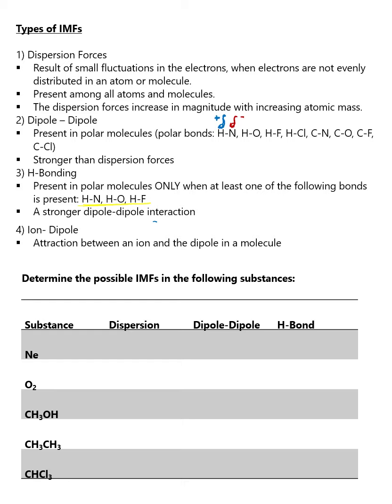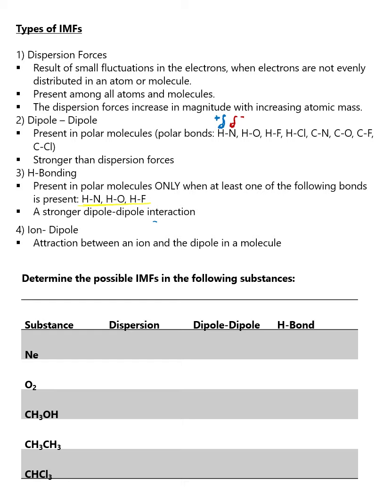You have the charge separation, giving you the delta plus and the delta minus for these 3 polar bonds here, and you will have attraction between opposite charges too. But since those 3 are the most polar bonds that you have in your list, these attractions are going to be stronger than the ones that you have listed for the dipole-dipoles, the other polar bonds besides these 3 listed here.